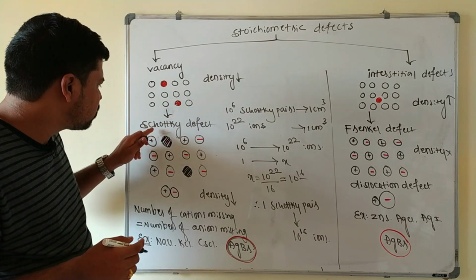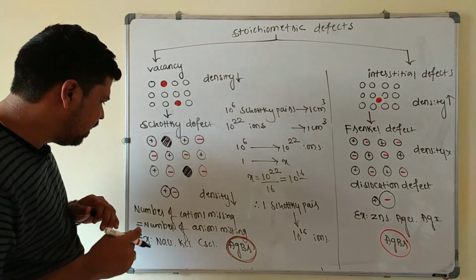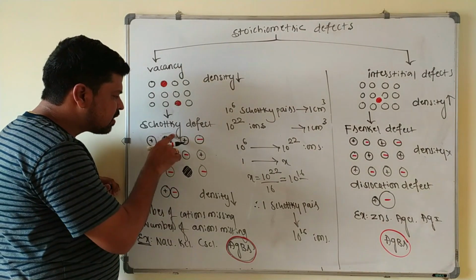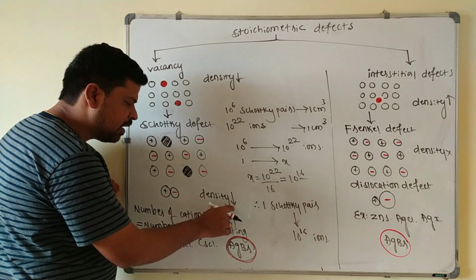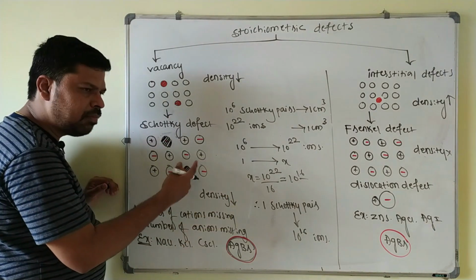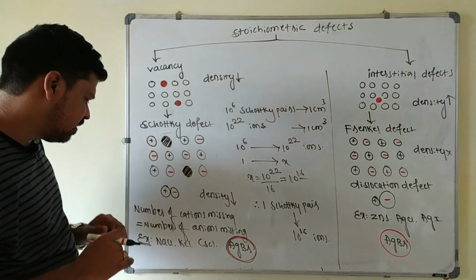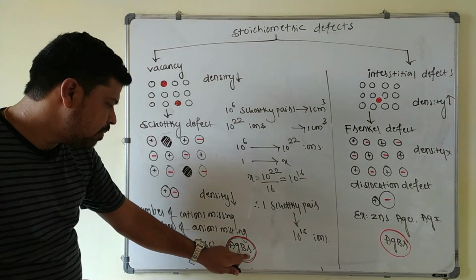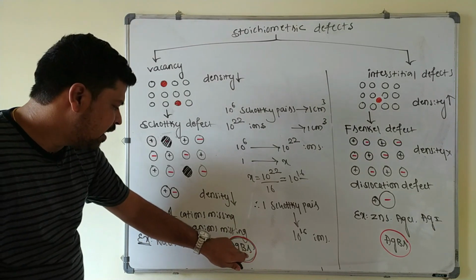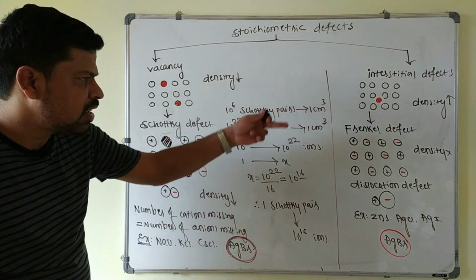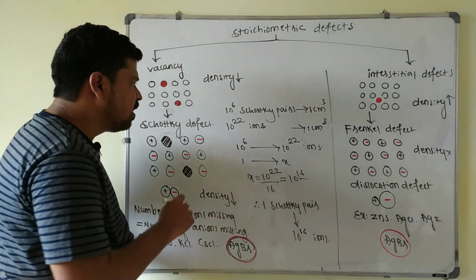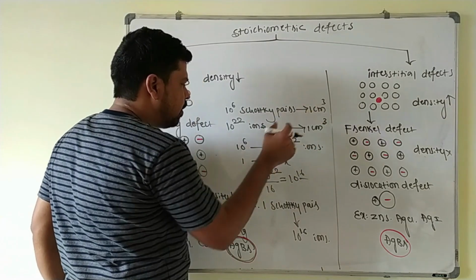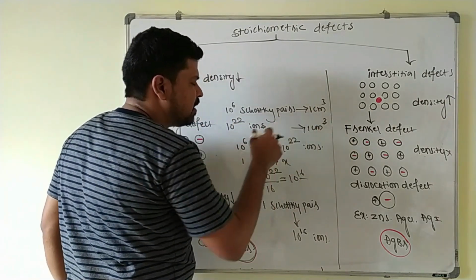This type of Schottky defect is observed in ionic solids which have almost the same size of cation and anion. In this case also the density of the crystal decreases, because particles are missing, mass decreases, and density decreases. Examples are NaCl, KCl, cesium chloride, and AgBr is a very important example, because it shows Schottky defect as well as Frenkel defect. Now there are 10^6 Schottky pairs present in 1 cubic centimeter, and in 1 cubic centimeter 10^22 ions are present.